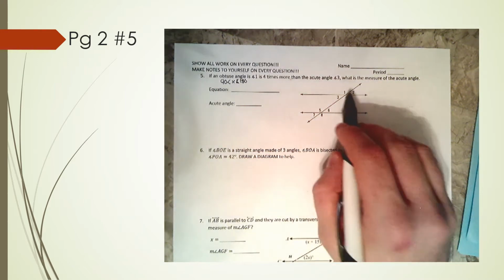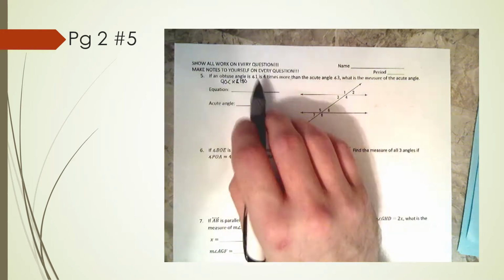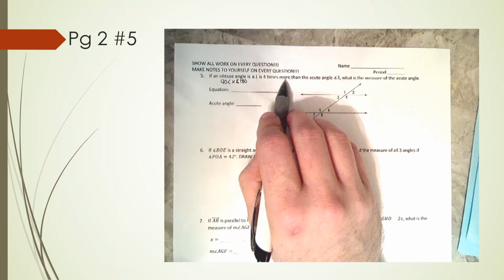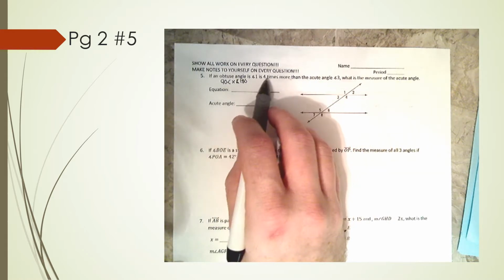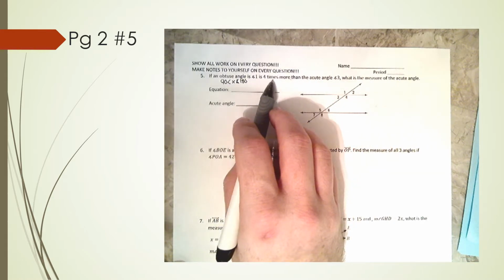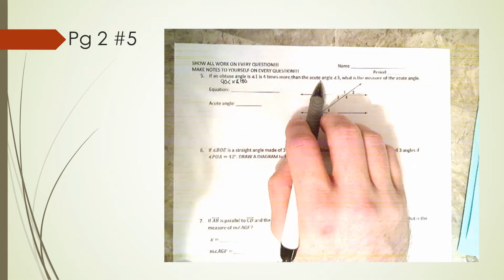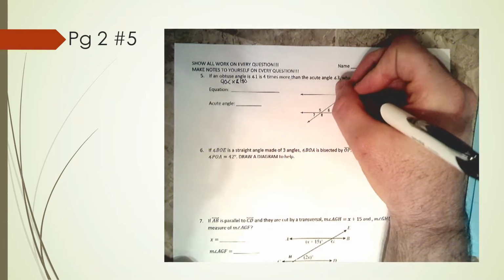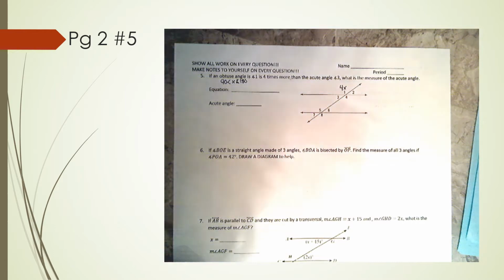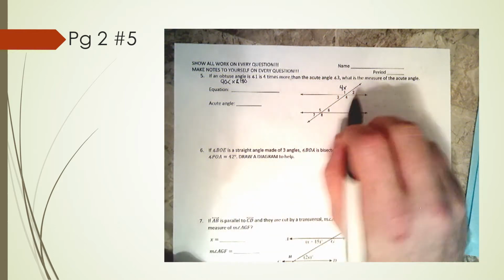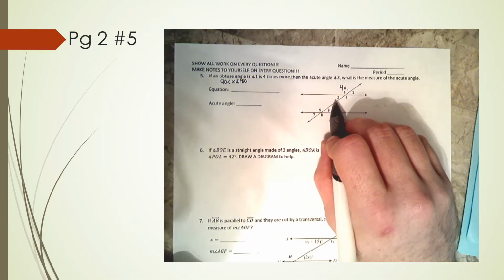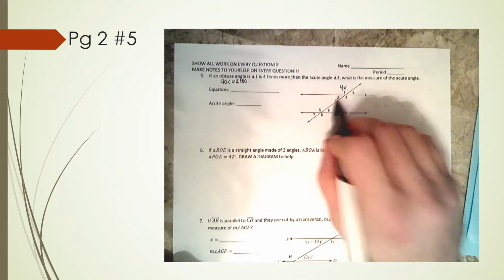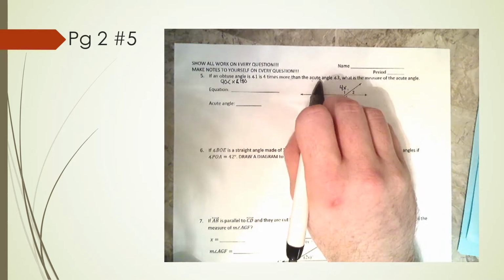So with angle 1, which is right here, they say it's 4 times more than the acute angle. Whenever you see 4 times, that's talking about multiplication. And since we don't know what number it is bigger than, we're going to give it a variable. So I'm going to say 4x. Now, it's supposed to be 4 times bigger than angle 3. Now, this one is supposed to be an acute angle.